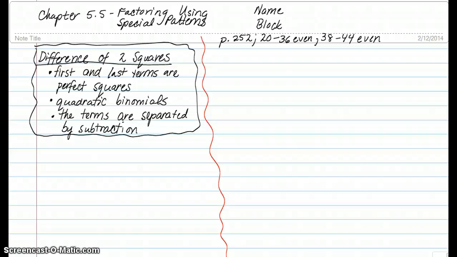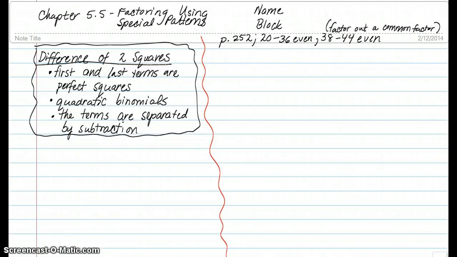This is chapter 5.5, factoring using special patterns or factoring using special product patterns. Your assignment will be page 252, 20 through 36 even, and 38 through 44 even. They are separated because the directions for 38 through 44 even will be to factor out a greatest common factor.